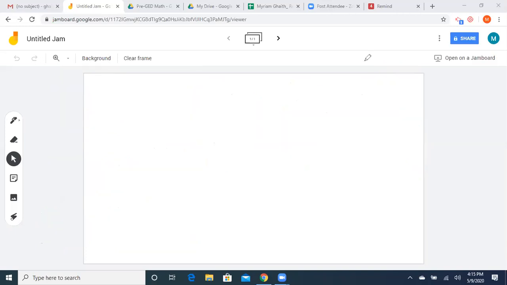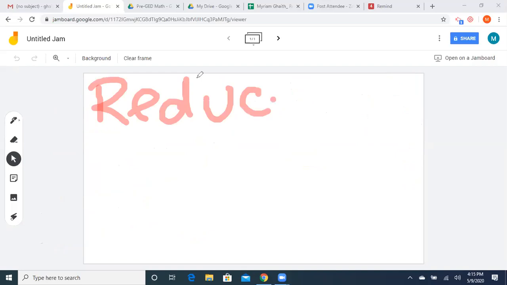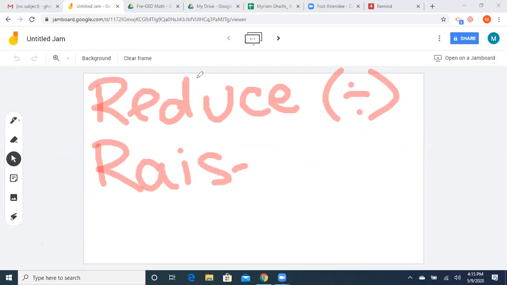Do you see that? Raising. We said, what does raising mean? Take off or take down? Bigger. Yes. So remember, we said when we reduce, please write this down. When you reduce, you are dividing. When you raise a fraction, you are what? What's the opposite of that? Multiplying. Very good. Write that down, please.